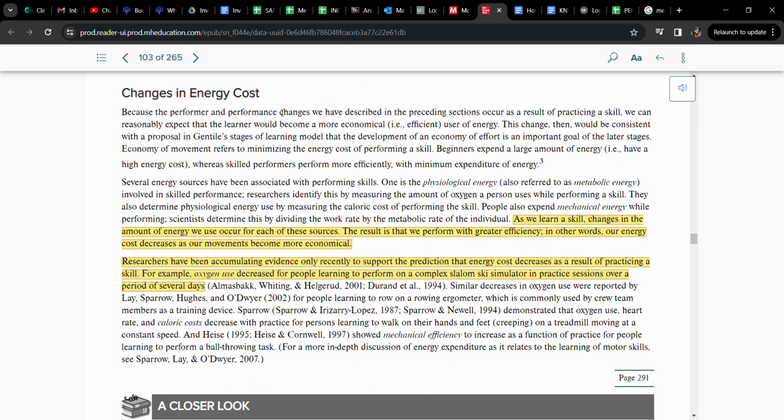Next is changes in energy costs. Again, talking about those last couple of concepts, how do we become more economical? You're going to use less energy, right? You're going to burn fewer calories. You're going to use less brain energy. That is going to be an important thing: as you get better at a skill, you don't want it to cost you as much energy. You want to be as efficient as possible.